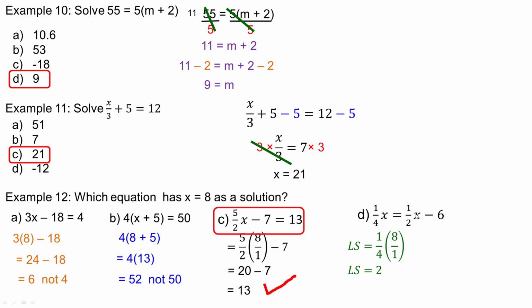Well, what happens on the right side? So again, I'm going to put the 8 where the x is, or 8 over 1. 1 times 8 is 8. 2 times 1 is 2 on the bottom, so 8 divided by 2 is 4. So this is 4. Subtract the 6. That works out to be -2, not +2. So the two sides don't have the same value, so that doesn't check.